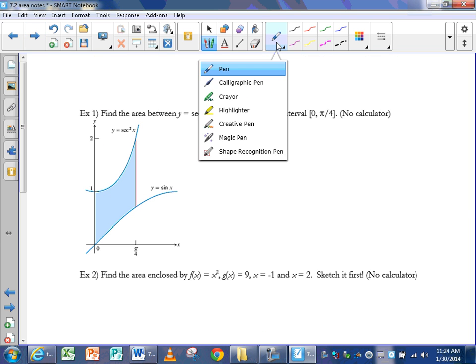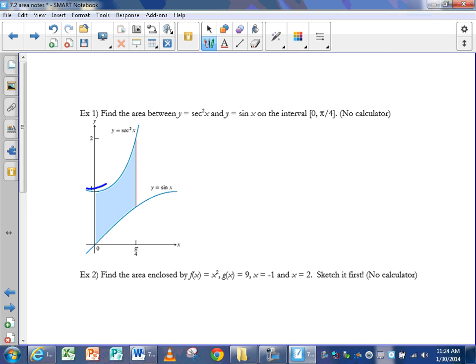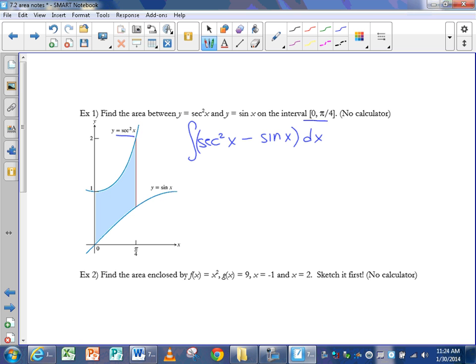So if I want to find the area between the curve of y equals secant x and y equals sine x on the interval from 0 to pi over 4, I'm really looking at this region right here. So if I want to find the area of that region, I'm just going to follow the rule that we just talked about. And that rule being that I would take the integral of the top curve, secant squared x, and the bottom curve, sine x, on the interval in question, which is 0 to pi over 4.